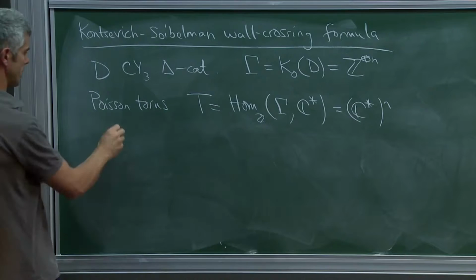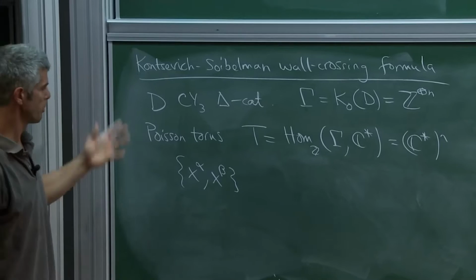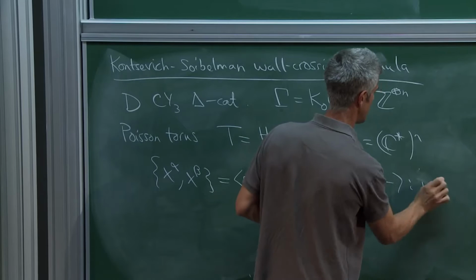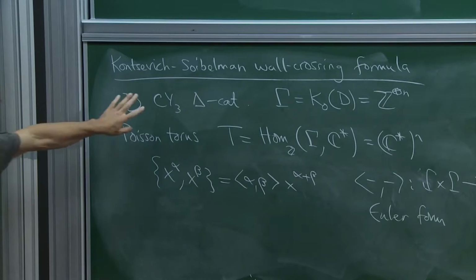And what's the Poisson structure? The characters of this torus are indexed by the elements of my lattice, and because this is a Grothendieck group, it has an Euler form on it. This is the Euler form, which exists on any finite type triangulated category. But because this is CY3, this is skew-symmetric.